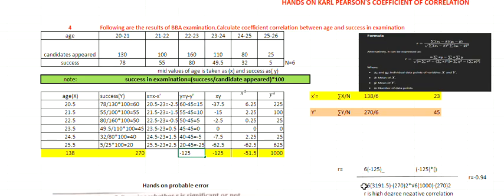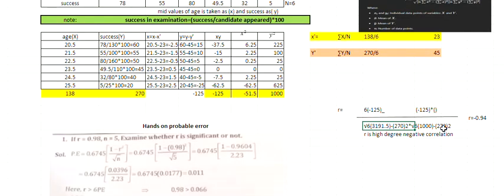So then similarly I have substituted all the values here. After substituting, you will get r is equal to 0.94. So how will you write the relation, r is 0.94? We can write r is high degree negative. How did I write high degree negative? If the value of r is greater than minus 0.75 and less than minus 1, then you can write that.